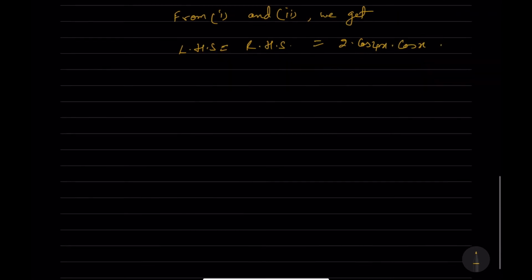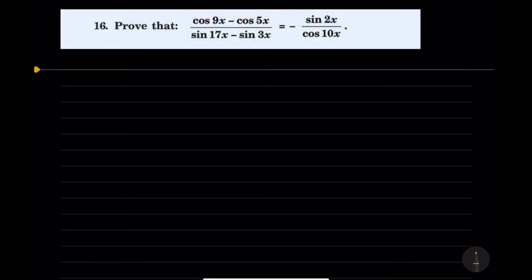So now going into the 16th one. When you have the 16th one, you have to prove that (cos 9x minus cos 5x) by (sin 17x minus sin 3x) is equal to minus sin 2x by cos 10x. So we have to use the formulas. So first here, LHS is equal to (cos 9x minus cos 5x) by (sin 17x minus sin 3x).